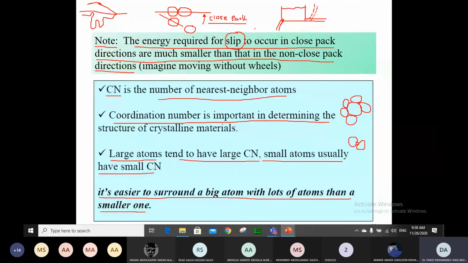In the close packed directions, the energy required for the dislocation to move is less than in the other directions which are not close packed. You see a gap between the atoms there, so the force, the stress required is more. Obviously, the dislocation is going to move in the direction which requires less energy. This is why we say the dislocations don't move in any direction; they move in favorable directions, referred to as the close packed directions.